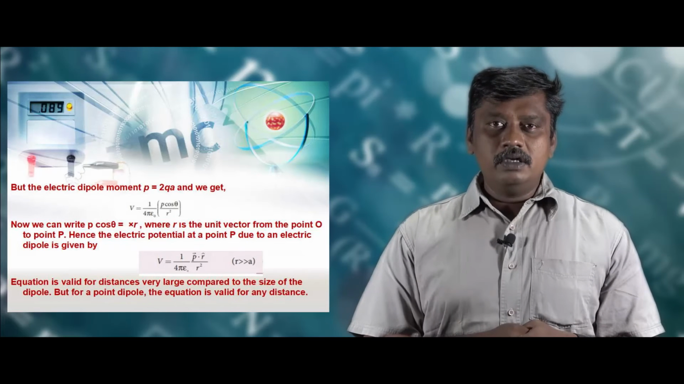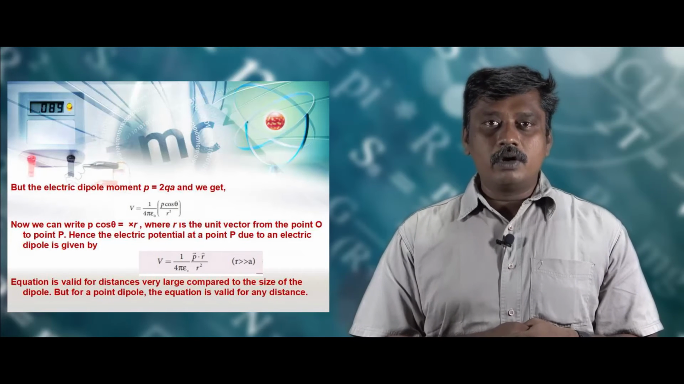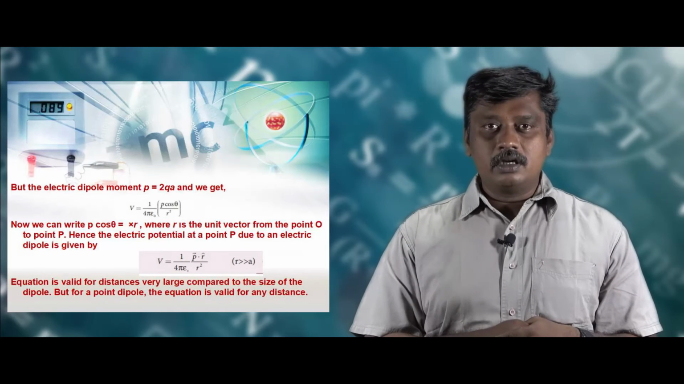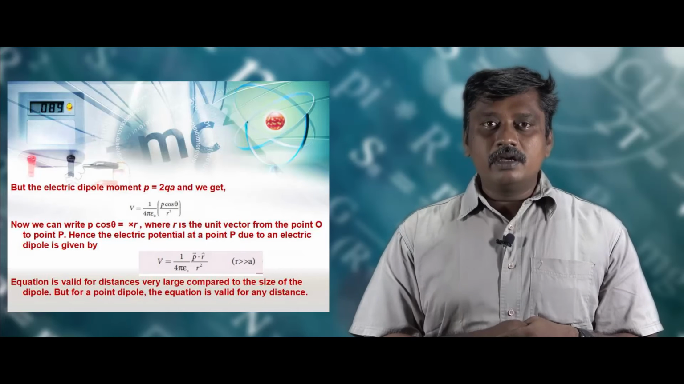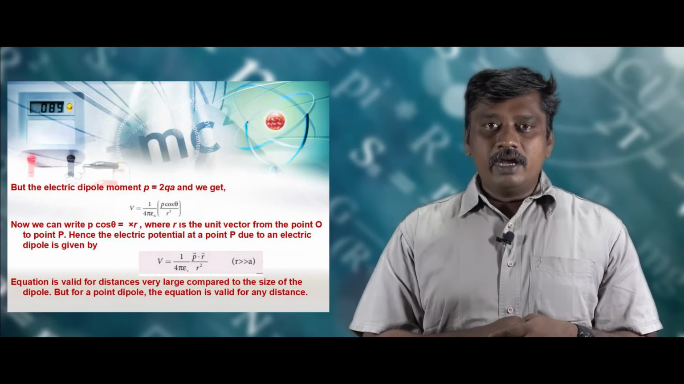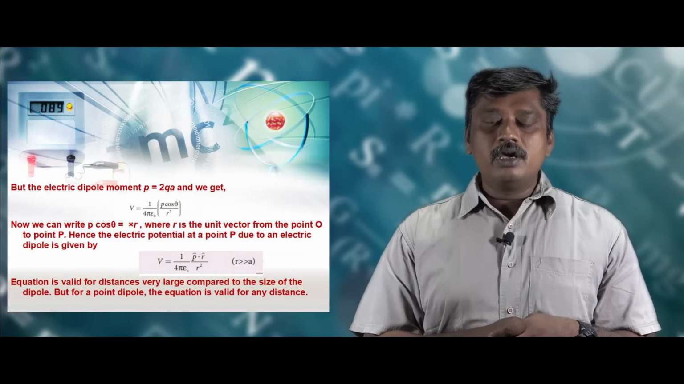We already found that V is equal to Q/4 pi epsilon naught into (1/R1 minus 1/R2). Substituting the value for 1/R1 and 1/R2, we get V is equal to Q/4 pi epsilon naught, 1/r into (1 plus a/r cos theta) minus (1 minus a/r cos theta). So removing the bracket, we will get 1/4 pi epsilon naught Q/r into 2a/r cos theta. Finally, we will get V is equal to Q/4 pi epsilon naught r square, 2a cos theta.